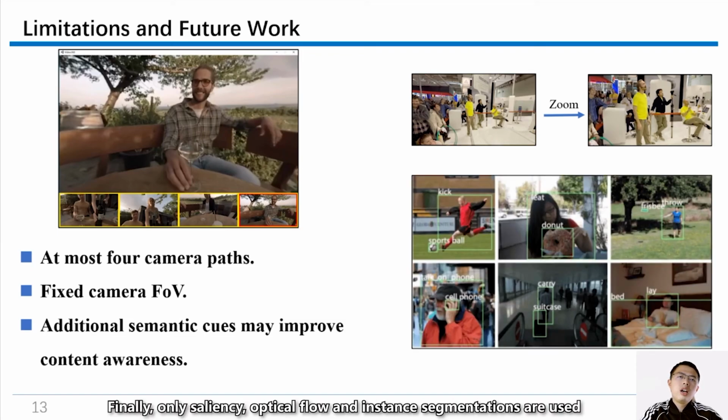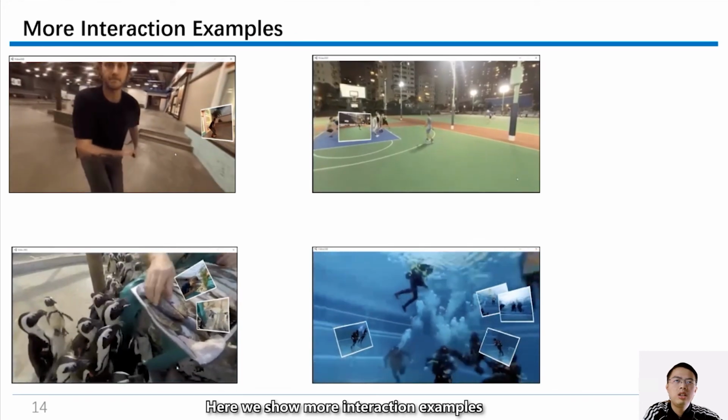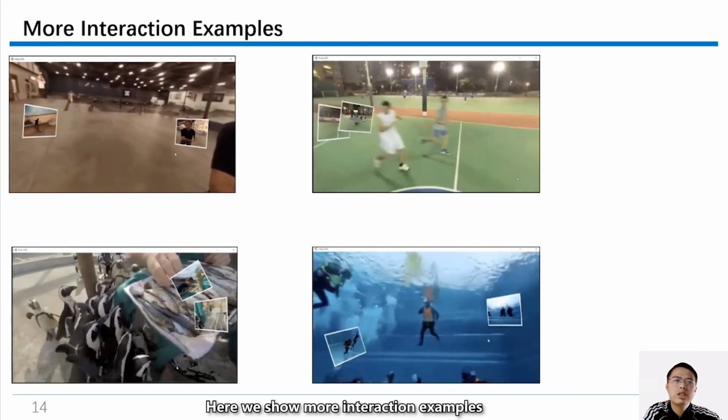Finally, only saliency, optical flow, and instance segmentation are used for content awareness in our method. If extra semantic information is considered, like human-object interaction, it may improve the quality of content awareness. Here, we show more interaction examples.